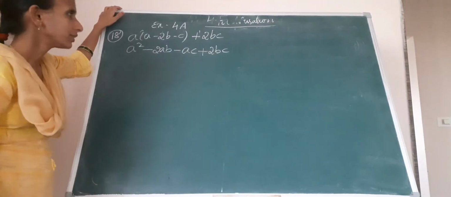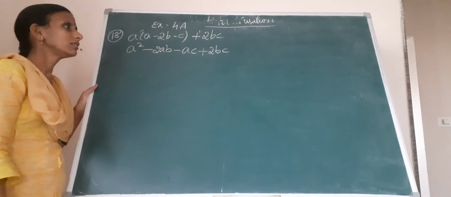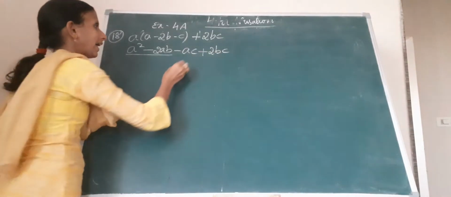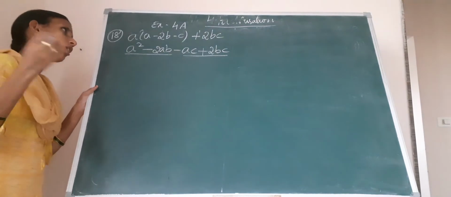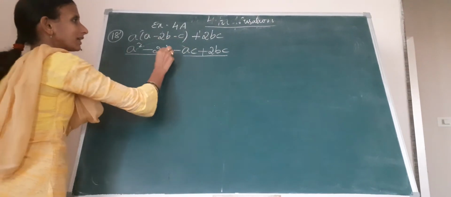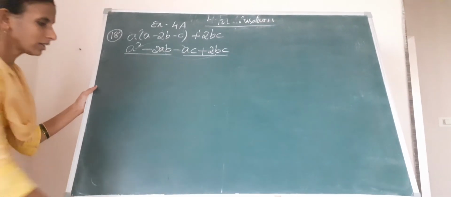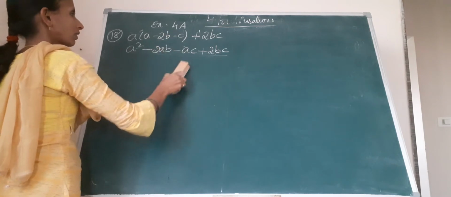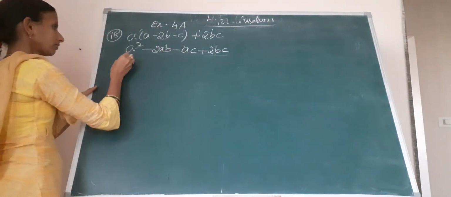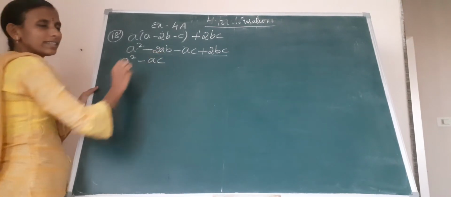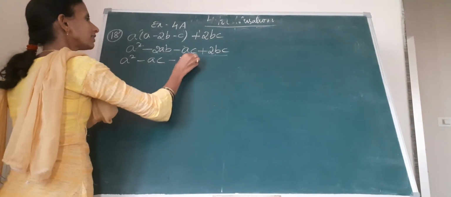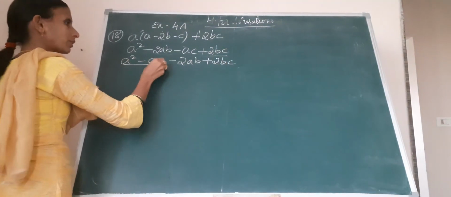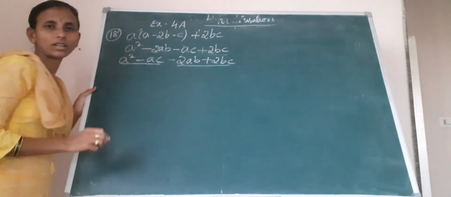Now we have to do grouping. What terms can we take for a grouping? So we will take the first two terms as one group and the next two terms as one group. Or we can take these two as one group and these two as another group. Okay? So I am taking a square minus ac as one group, minus 2ab plus 2bc. So now these two are one group, these two are another group.